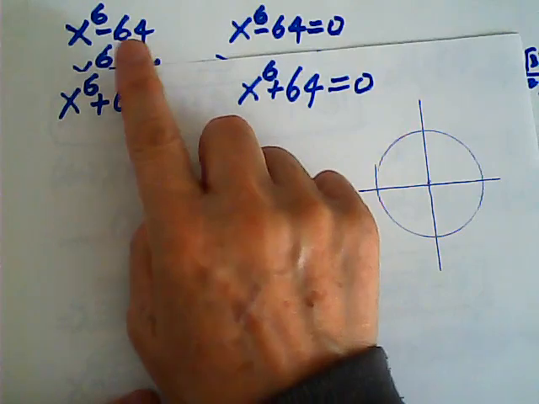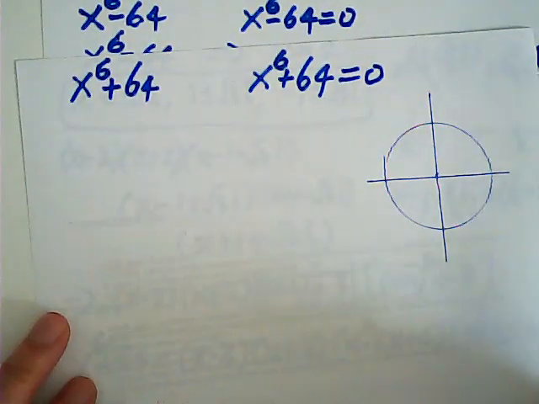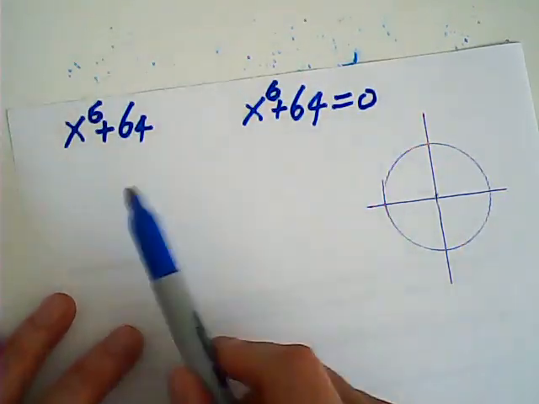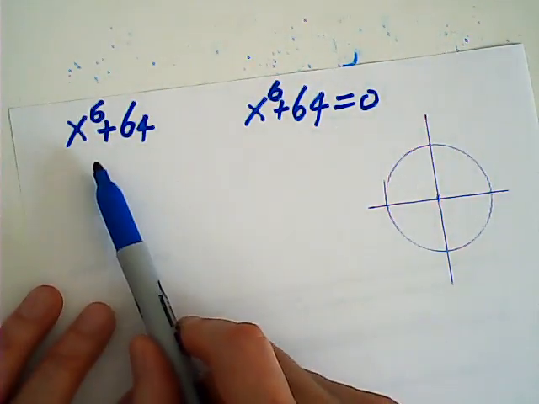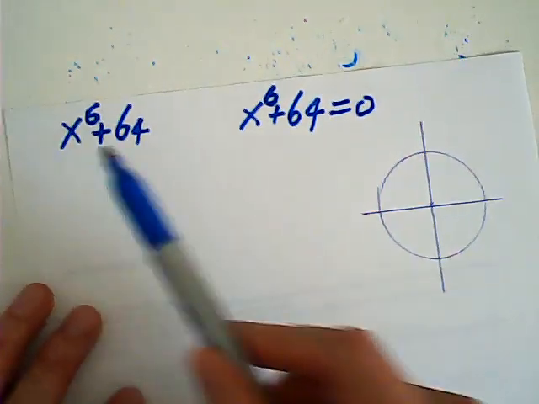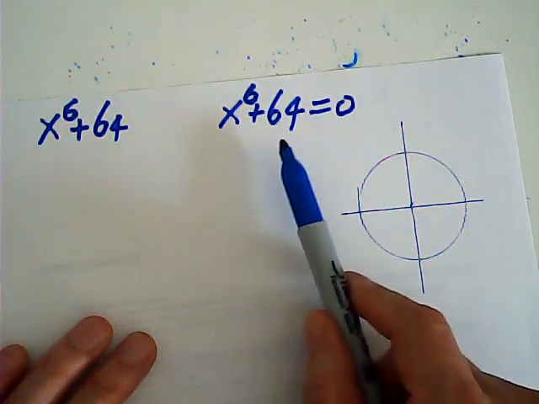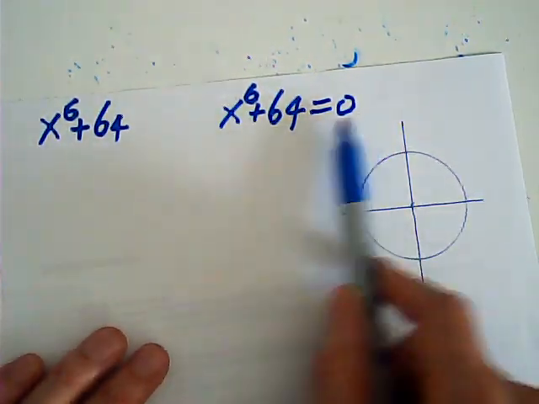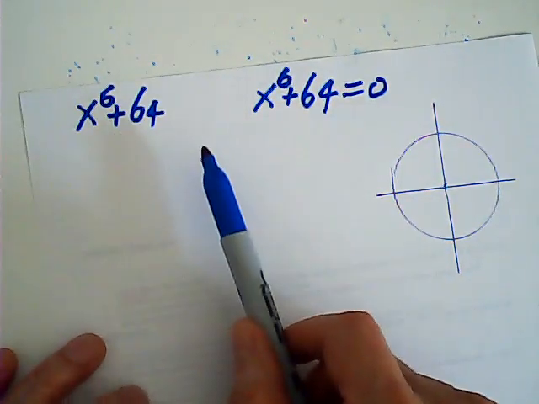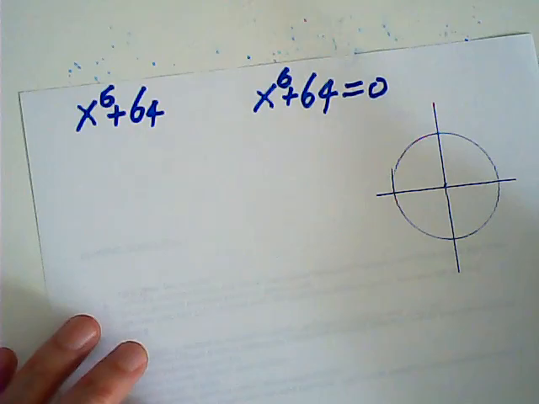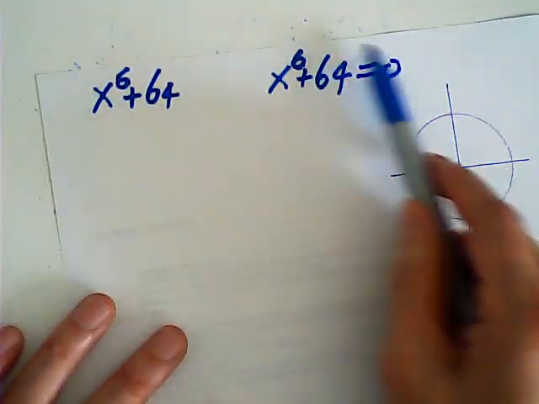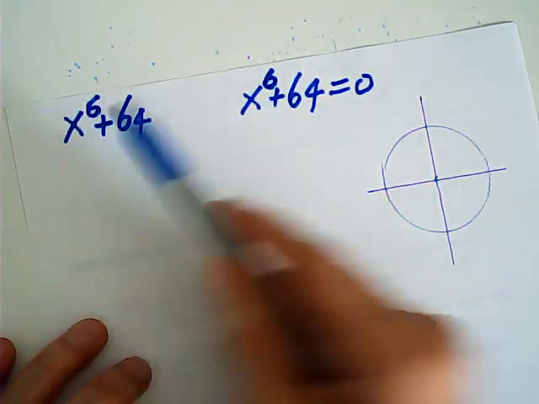This one, instead of minus 64, plus 64. This is a different story. We want to factorize this binomial, we want to find the roots of this equation. When you find the roots, you find the factors. When you find the factors, you find the roots. So let me find the roots first, and then the factors.